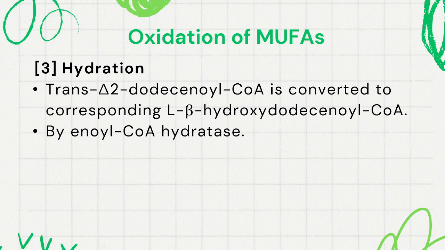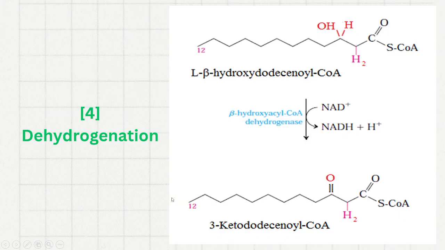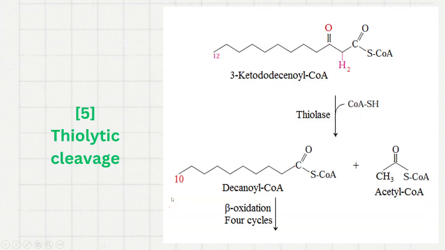This then enables enoyl CoA hydratase to proceed, followed by dehydrogenation, and then thiolytic cleavage. Thiolysis will release acetyl CoA and the decanoyl CoA, a 10 carbon acyl CoA, which will be subject to 4 cycles of beta oxidation. So the total amount of acetyl CoA produced will be 3 from the beginning, 1 here, and 5 from the 10 carbon acyl residue.